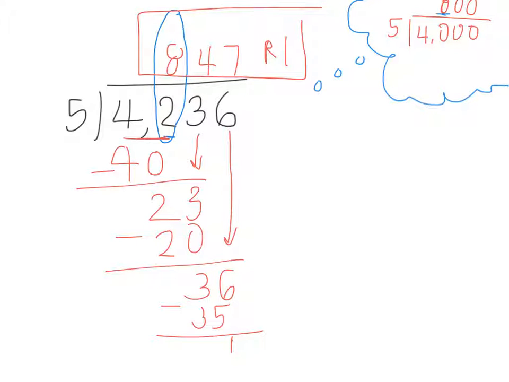Let me check back with my estimate to see if I'm in the zone. Let me see if my answer is reasonable. 847, remainder 1, is pretty close to 800. I know that my answer is reasonable and I feel good about my work.